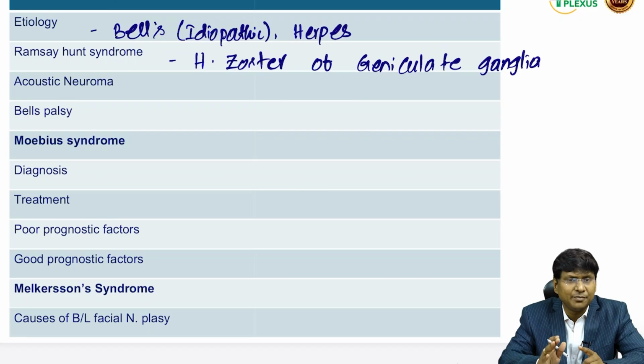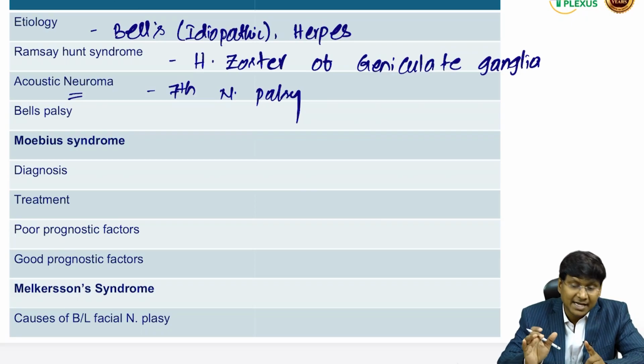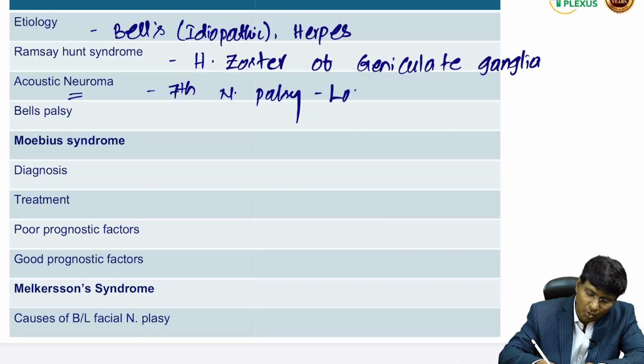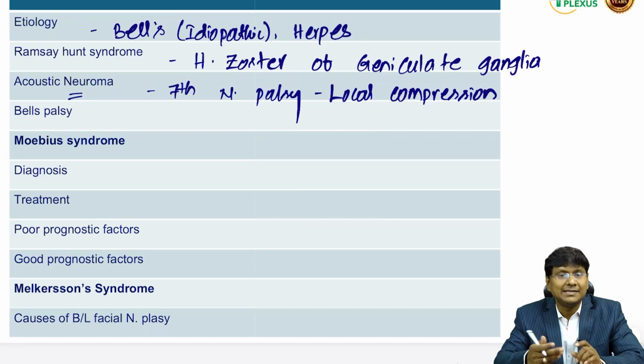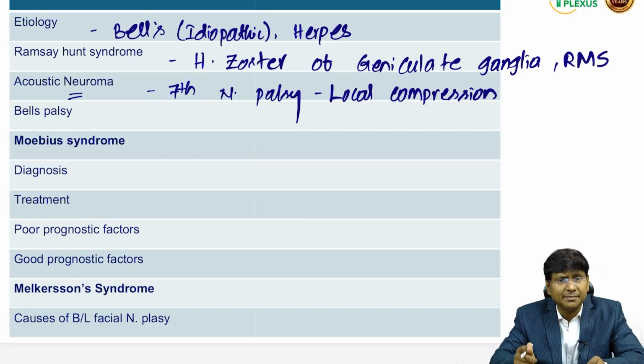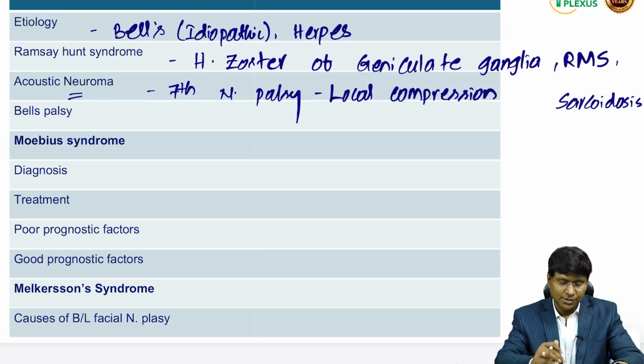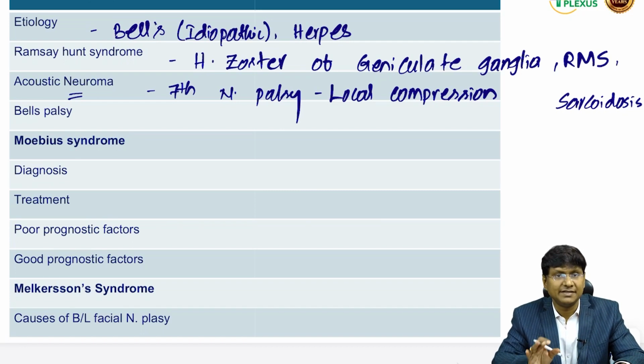Then we have another important etiology, that is acoustic neuroma. Acoustic neuroma causes seventh nerve palsy, right? It will cause seventh nerve palsy by local compression. And the other important etiologies are Rosenthal-Melkersson syndrome, right? RMS stands for Rosenthal-Melkersson syndrome. I'll be discussing that. And the other etiology that will be causing seventh nerve palsy is sarcoidosis. So these are the etiologies that will be causing the seventh nerve palsy, right?